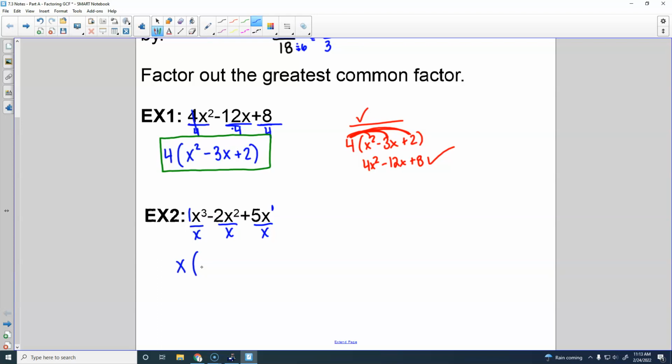And so what do we do when we're dividing? What do we do with those exponents? We subtract, right? So I had 3 x's. I took 1 away. I've got 2 left. For that second term, the 2 just stays where it's at. I had 2 x's. I took 1 away. I just have 1 x left. For the last one, I'll have the plus 5. I had 1 x. I took that 1 x away. So there's no x's left with that 5. So this will be our answer here.